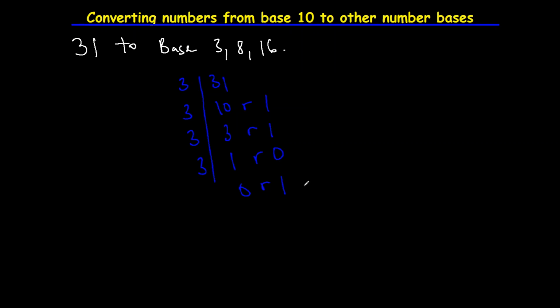So again, taking our answers from bottom to top, the number 31 is equivalent to 1011 in base 3. So this is our answer. To attempt the next two questions, please feel free to pause the video and attempt the examples, because the more examples you solve, the better you understand.